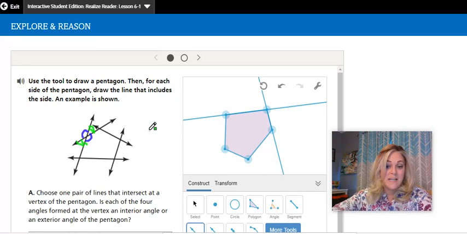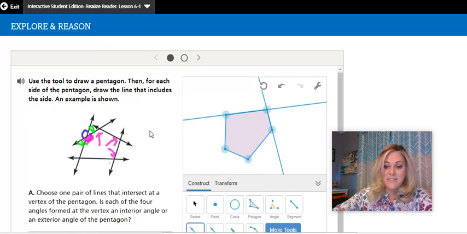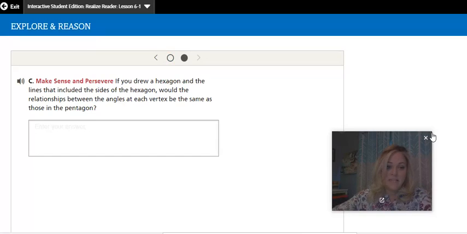And I'm hoping you can tell there's only one interior angle here, and that is located inside, interior, right here. This bottom one right there. All 4 of those angles, 1, 2, 3, 4. See how there's only one interior? That's important. All right, make sense and persevere.